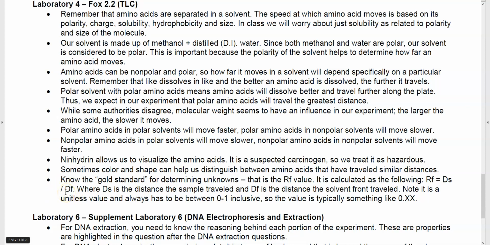So when the solvent moves up the paper or the gel, we have actually in lab we would use a glass plate that is coated with a silica gel to separate the amino acids.